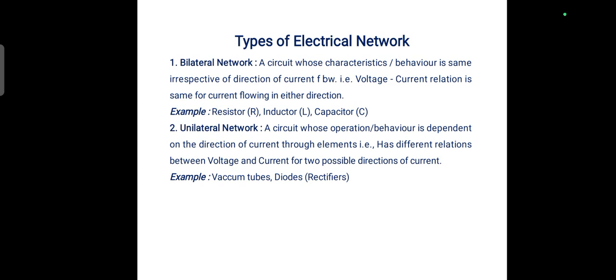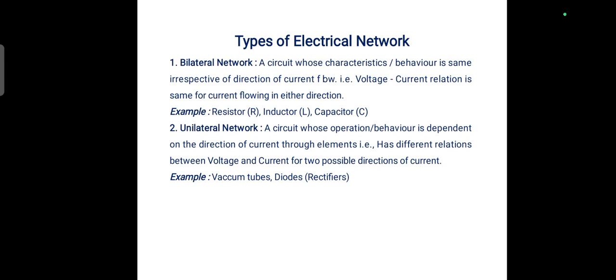And then depending upon the direction of the flow of current, we can classify networks into bilateral networks and unilateral networks. In a bilateral network, the circuit's characteristics or behavior is the same irrespective of the direction of current flow. That is, the voltage-current relation is the same for flow in either direction. Example, a resistor. If the current is flowing in either direction, both are the same. And through the inductor and capacitor, it is the same.